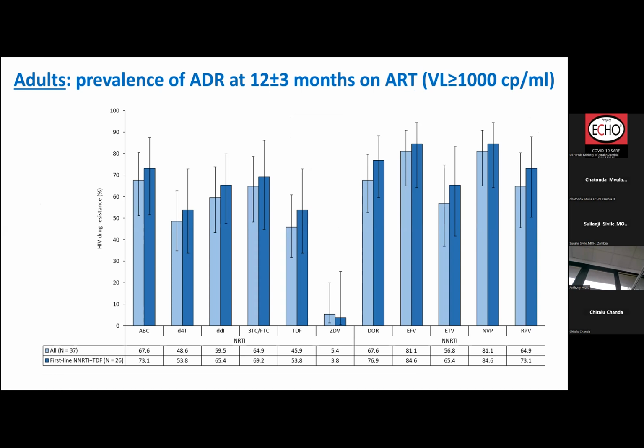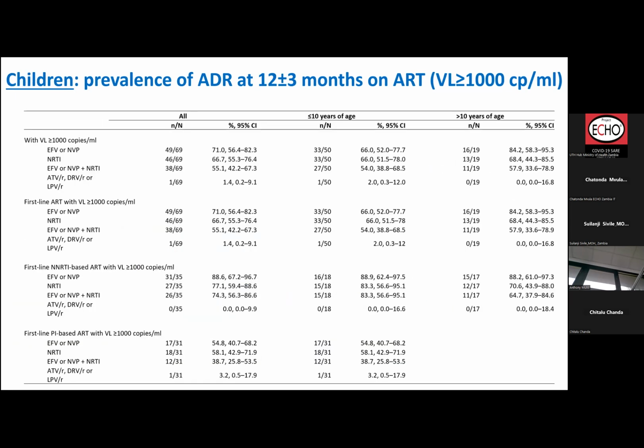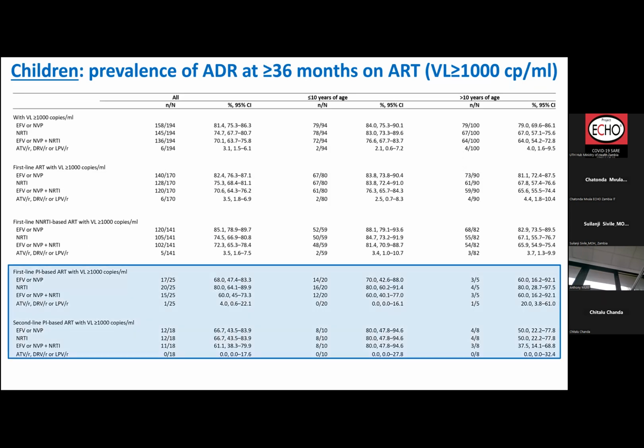But you can see that for abacavir, efavirenz, nevirapine, among those who are failing, there's over 70% likelihood of resistance, and over 50% chance for TDF, and this is in keeping with other studies elsewhere. For children, again, it was similar. For those who were failing, there was quite a lot of HIV resistance found.